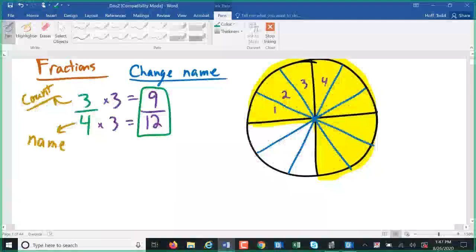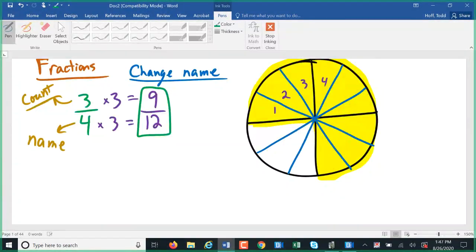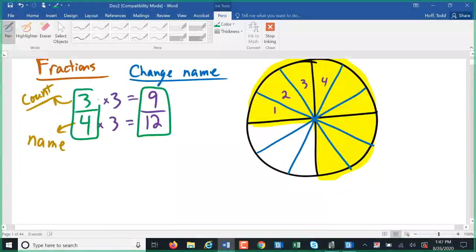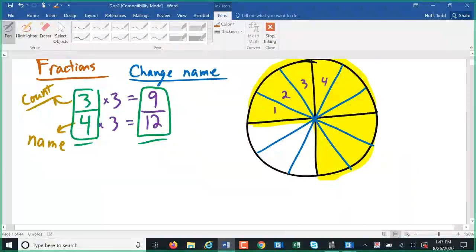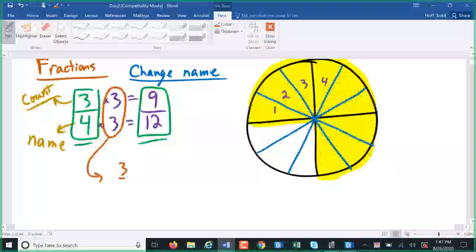Do I have any more or less than what I did before? No, we have the exact same amount. 3/4 and 9/12 represent the exact same amount. They just look different. And the reason we were able to change the appearance without changing the value has to do with this right here. Technically, that was 3/3. We multiplied by 3/3.